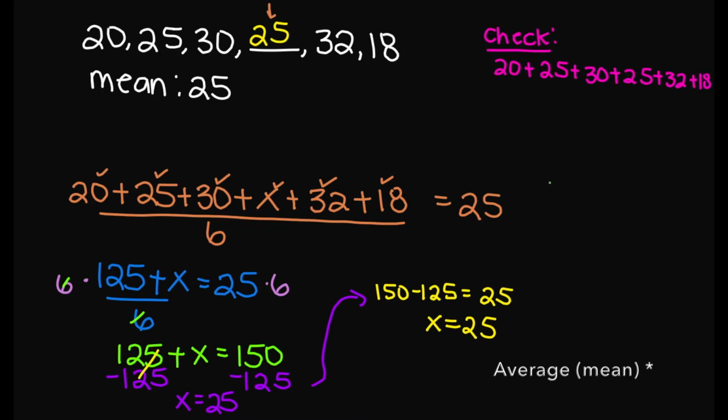So let's check our work. When I add all the values, including the missing value of 25, this is going to give me 150. Now I'm going to divide 150 by the number of items I have. And the number of items that we have is the number 6. So 150 divided by 6, this is going to equal 25. So my average is 25, which is what we have here. So that means that my missing value here, 25, is also correct.